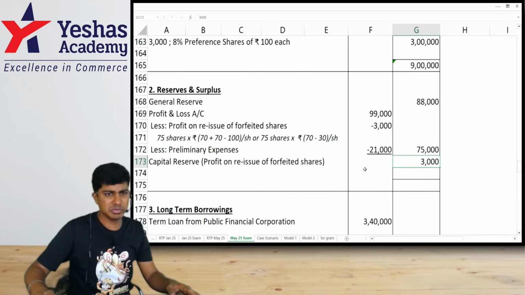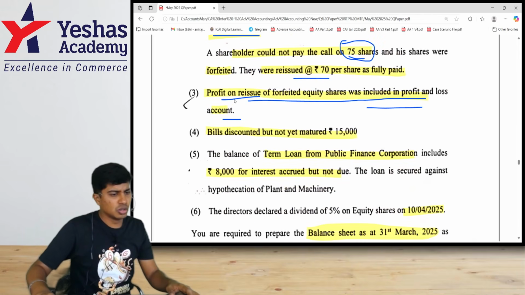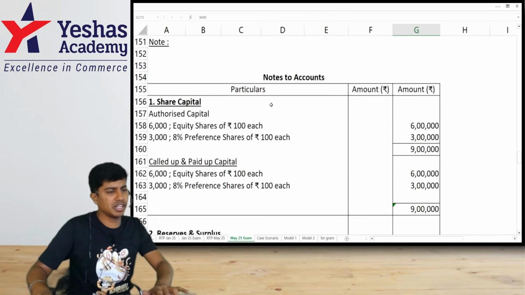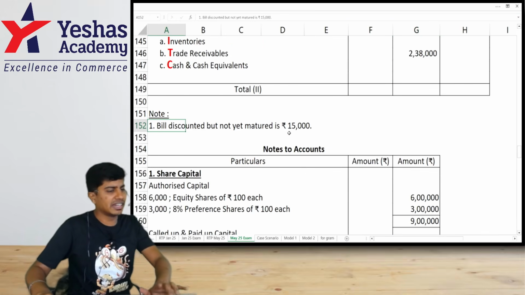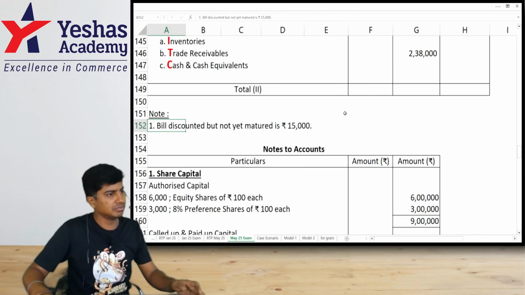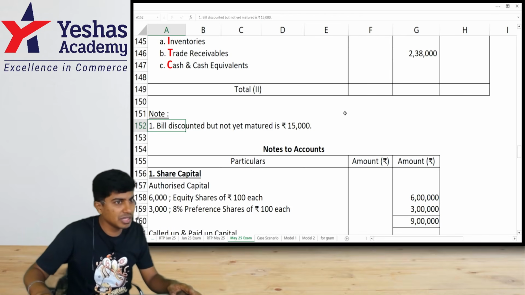Let's do further adjustments. So then we have one more. This is only disclosure. What is it? Bills are discounted but not yet matured, 15. My balance sheet will tally here. Right below that I'll write bills discounted but not yet matured rupees 15,000. Contingent liability to be disclosed separately. Got it?